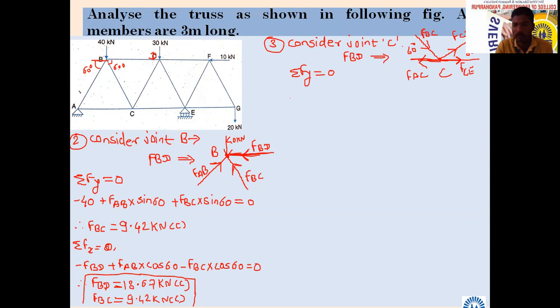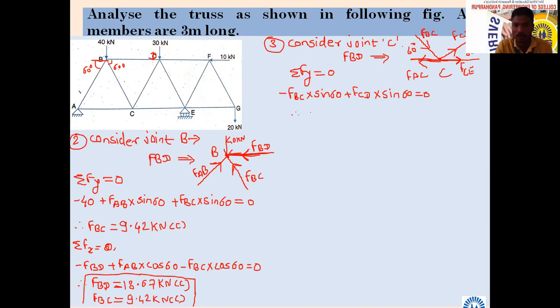BC. Either it will come positive or negative in the equation. It will come negative. BC into the angle made with horizontal 60, but we are taking the y component, so it will be sin 60. And what about FCD? It is going towards the positive y-axis, so it will be plus FCD sin 60, no? Equal to 0.